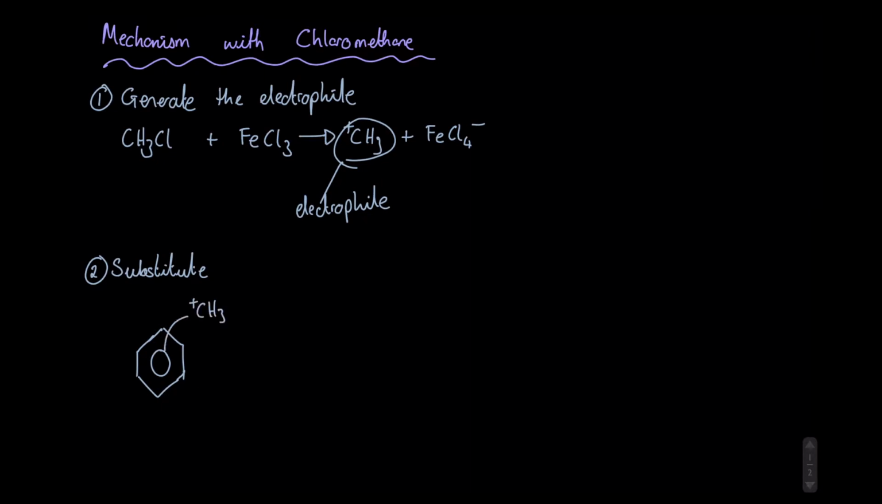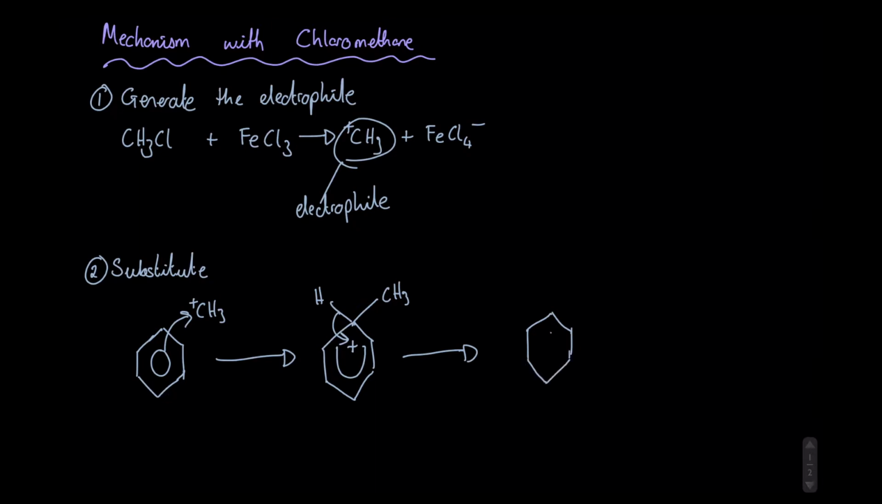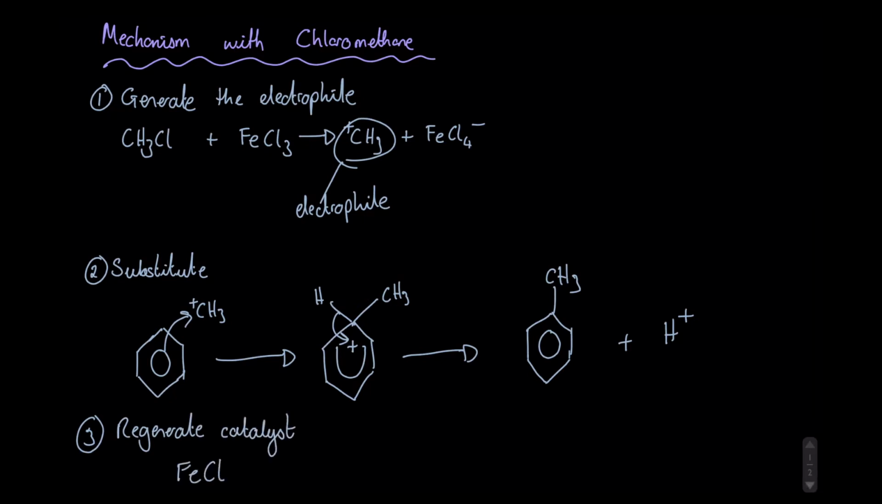The electrophile will accept a pair of electrons from the ring. Now the ring is unstable and we've got a methyl group and a hydrogen attached to this top carbon. There's then heterolytic fission of the carbon-hydrogen bond, and that pair of electrons moves back into the ring and the ring is now stable. The third step is just to regenerate that catalyst. The hydrogen, which is expelled from the benzene, reacts with the FeCl4- and you get FeCl3 and HCl.